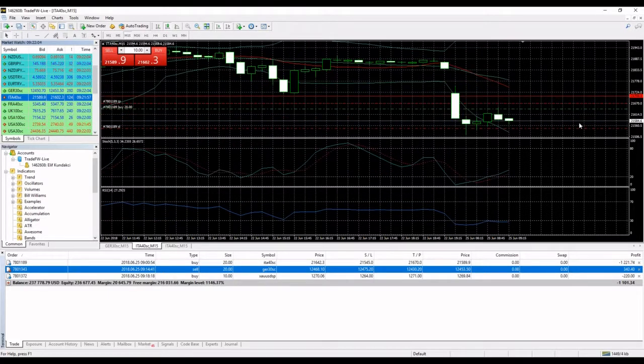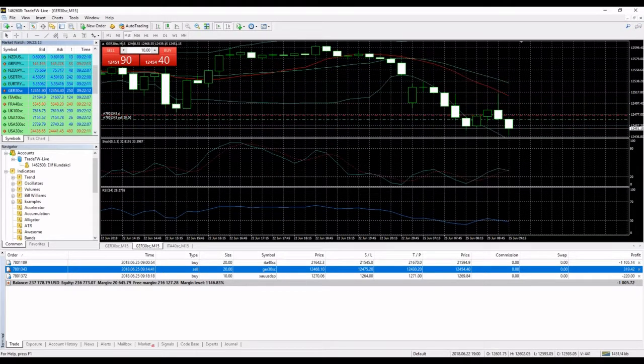No, I will leave it a bit more open. I will leave Italy 40 open. It will get there. I'm not worried about it. On DAX, I'm preferring a move.